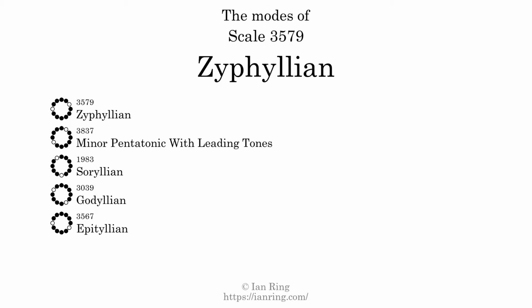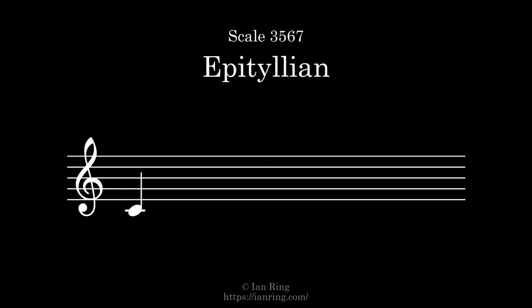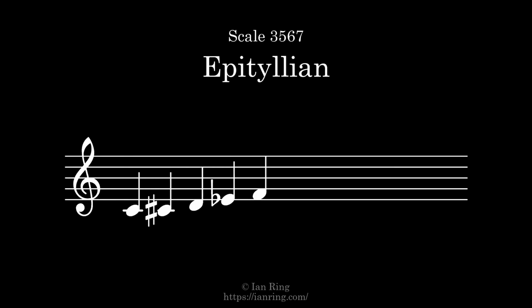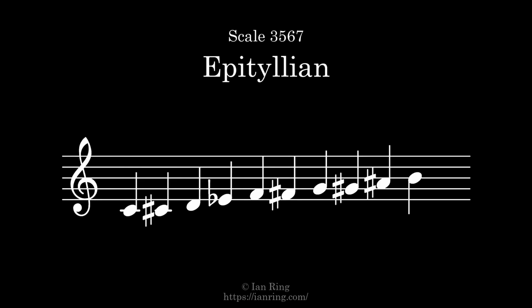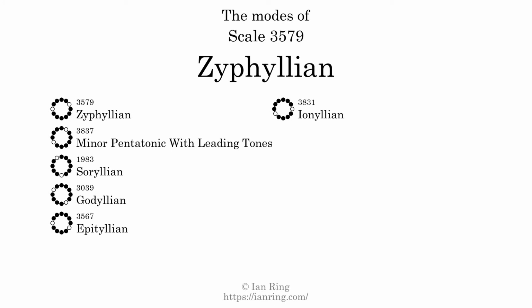The fifth mode is scale 3567, also known as Zyphyllian. It sounds like this. The sixth mode is scale 3831, also known as Zyphyllian. It sounds like this.